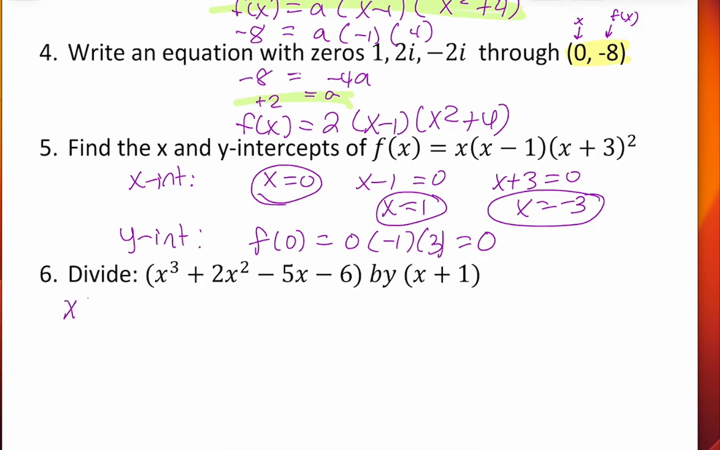So you're going to set x plus 1 equal to 0. You're going to get -1. You're going to put -1 in the corner. Now check your powers so we can use the coefficients. The powers go 3, 2, 1, 0, perfect. If anything is missing, make sure to put a 0 in there. Now we're going to pull out the coefficients in descending order: 1, 2, -5, -6.